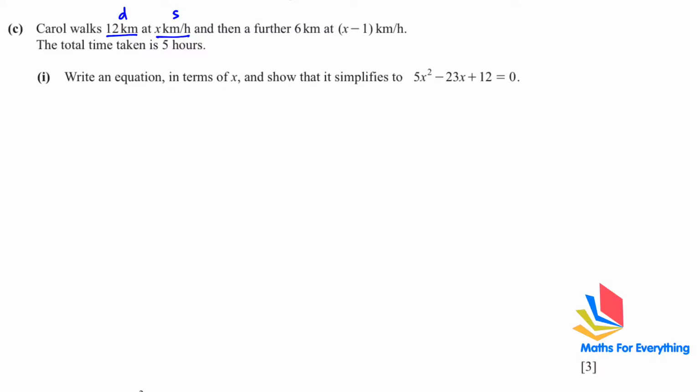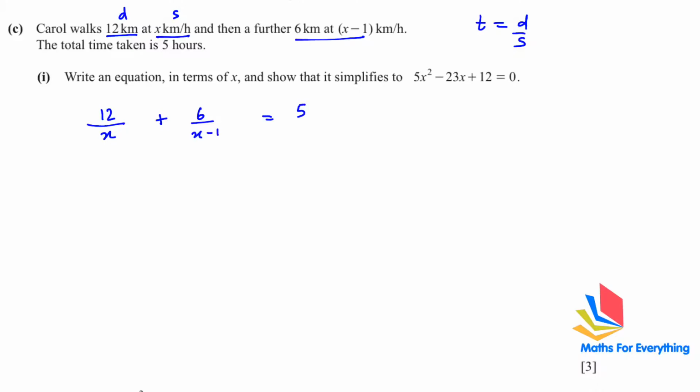Distance over speed is given to us. Time is equal to distance over speed. So what is the distance? 12 kilometers, and the speed is x kilometers per hour. And the other one is 6 over x minus 1. And the total time is 5.